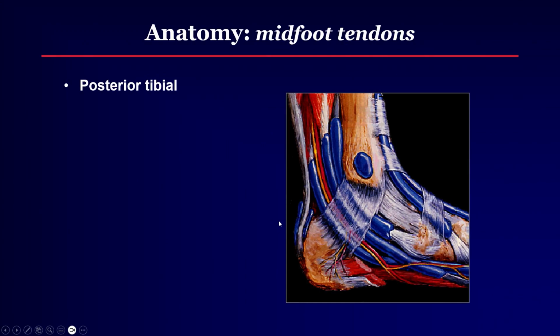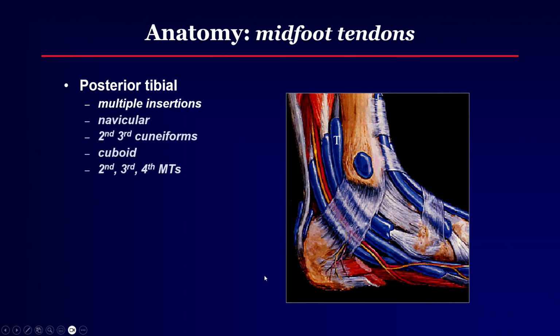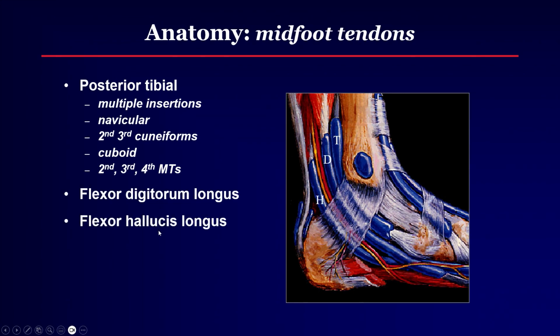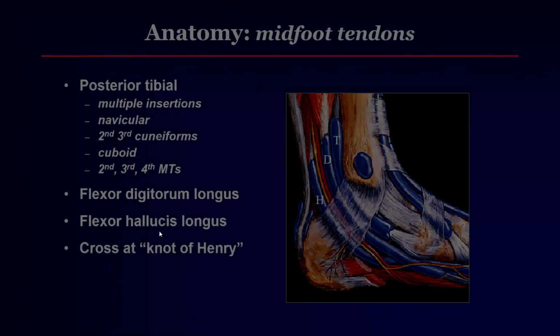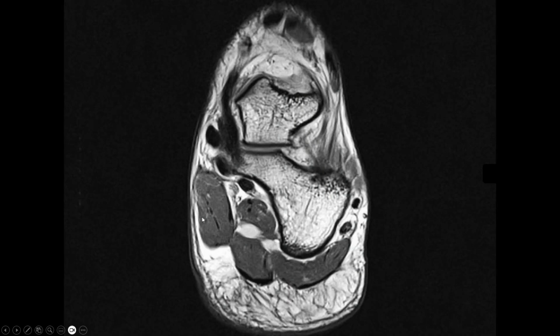Now, in terms of midfoot tendons, we've got a lot of action here, but the posterior tibial has multiple insertions, and I'll show you a case of that as well as the normal anatomy. And then the flexor digitorum longus right behind that, and the flexor hallucis. All right, as we follow these, they cross at the knot of Henry, or master knot.